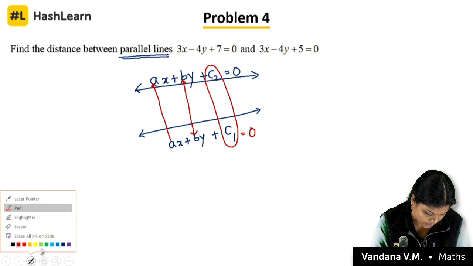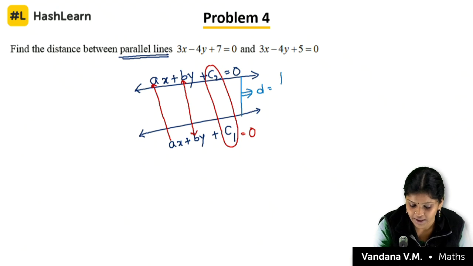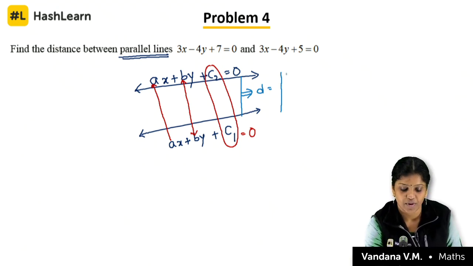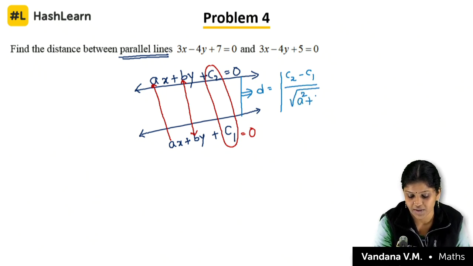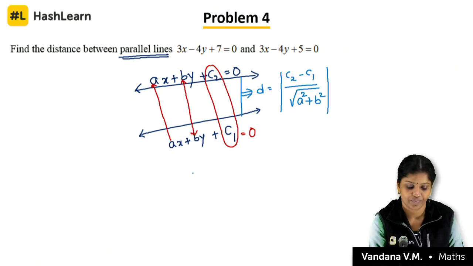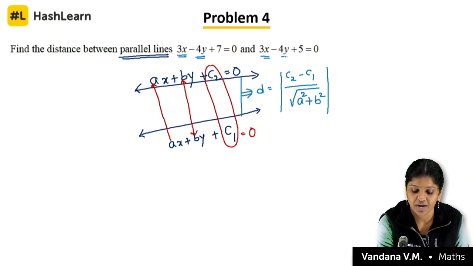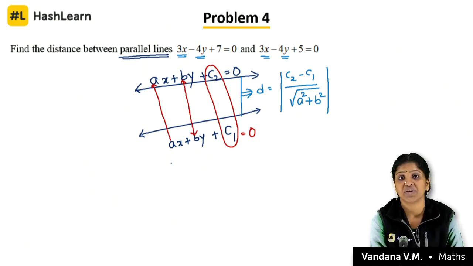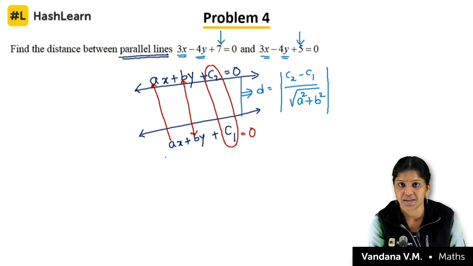Now, I would like to find out the distance. Here to here the distance. Formula is, I told you already, it must be positive, c2 minus c1 by root of a square plus b square. This is the formula. If they are not given this point also, I can easily say here 3x, here also 3x. Here minus 4y, here minus 4y. X and y coefficients are same and only it differs with the constant. Here 7 and here 5. So, I can easily say that the given lines are parallel lines.